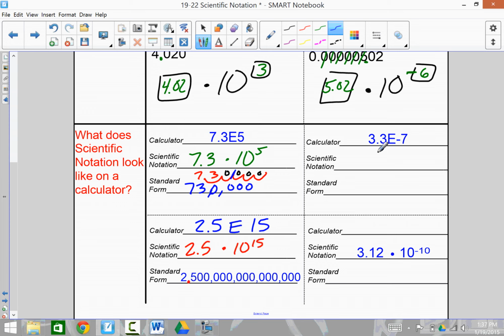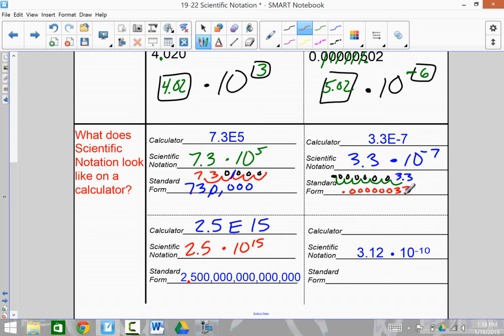Basically, 3.3E negative 7 means 3.3 times 10 to the negative 7th power. So what does this look like in standard form? Well, we're going to move that decimal point 7 places this time backwards to the left, because we want a really small number. So let's do our work here so we can see it. 1, 2, 3, 4, 5, 6, 7. So there's my new decimal point. Let's fill in all our empty spots with a 0 here. And we should have our final answer as 6 zeros, and then a 3, 3.